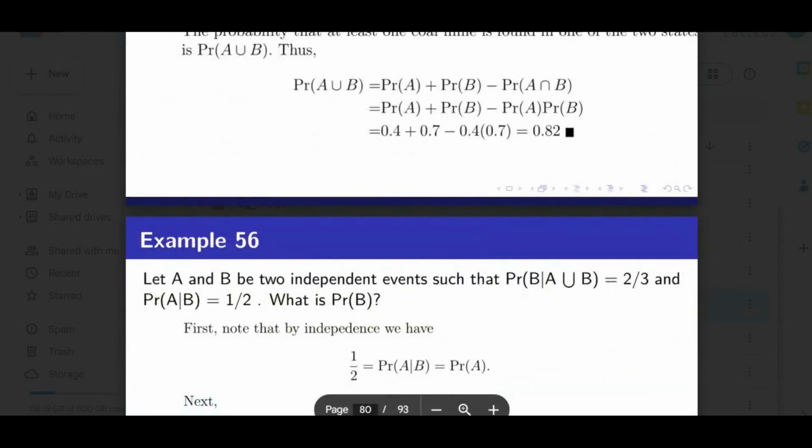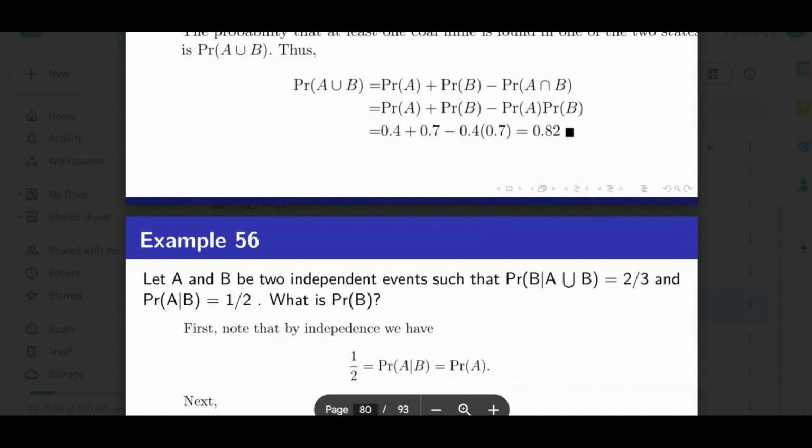A and B are two independent events such that the probability of B happening, given that either A or B has happened, is 2/3. Either A or B happening is 2/3. And then, what else do we know? A given B is half. What is the probability of B?